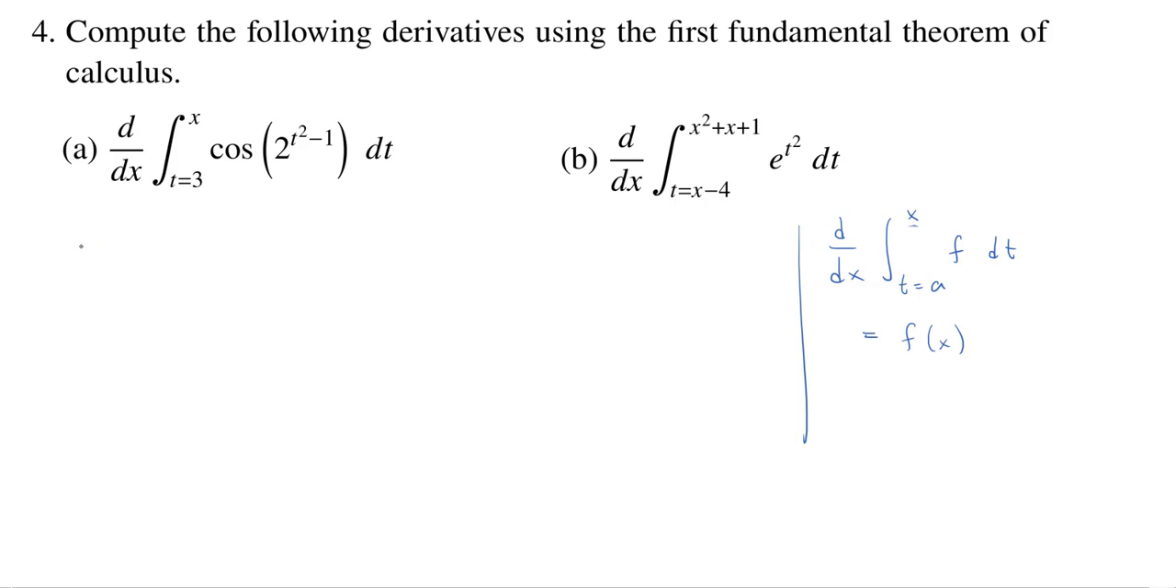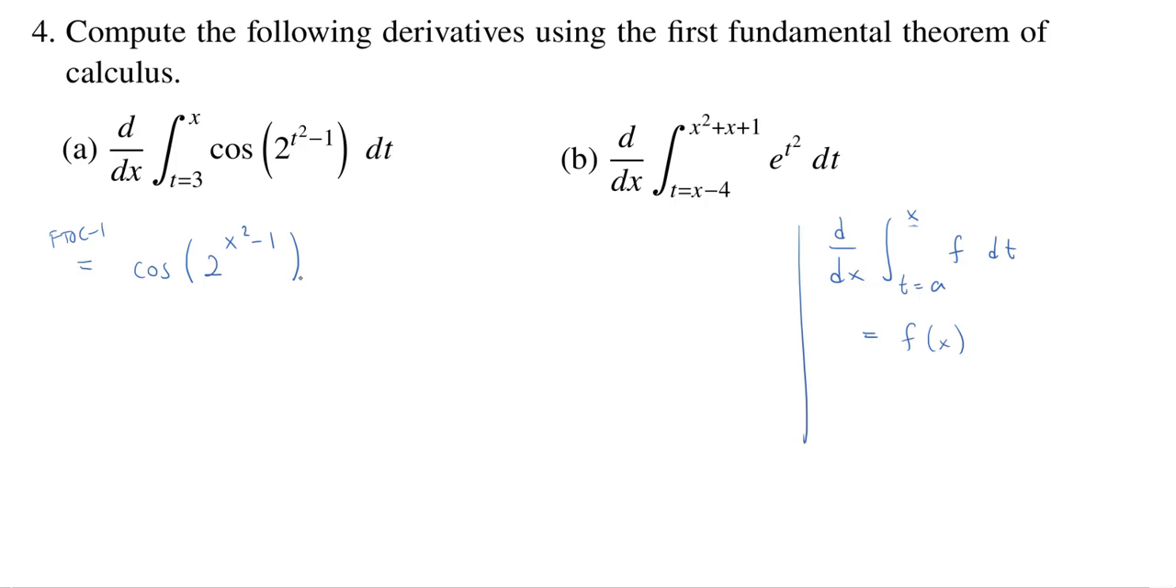So for this first problem, we have exactly this template here. I have a function cosine. I'm evaluating this integral from 3 to x, and then I'm differentiating. And so by the first fundamental theorem of calculus, all I do is take this function, cosine, and evaluate it at x. So I have cosine of, okay, now where does the x go? Well, it goes where the t goes. So I have 2 to the x squared minus 1. And that's it, right? If you're doing anything more than that, you're overcomplicating this process.